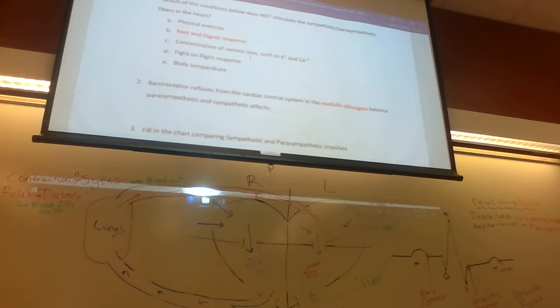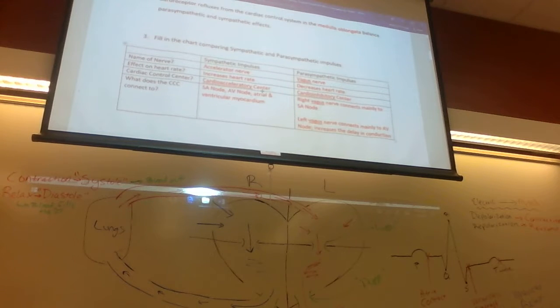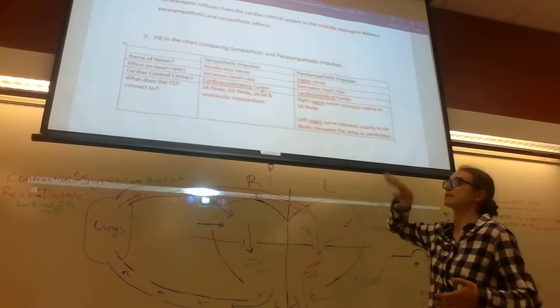Number 2, baroreceptor reflexes from the cardiac control system in the medulla oblongata balance the parasympathetic and sympathetic effects. So in the cardiac system, the medulla oblongata, which is in your brainstem, it's really important to regulate how fast the heart is going or how slow it's going. Make sense? Okay. So going down to the chart, we're going to talk about the sympathetic impulses, and then we're going to talk about the parasympathetic.